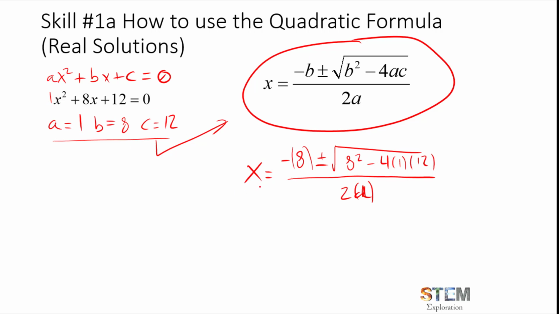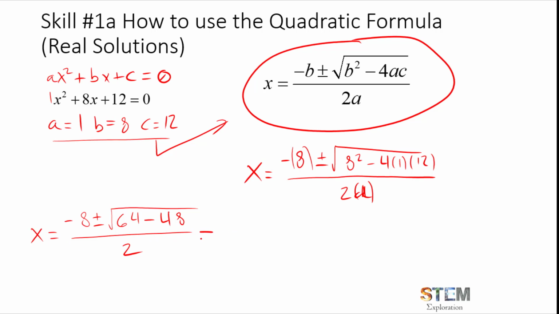Now let's simplify this out a little bit as we go. Negative 8 plus or minus the square root of 8 squared, which is 64, minus 4 times 1 times 12, which is 48, all over 2 times 1, which is 2. So we're just simplifying everything out.